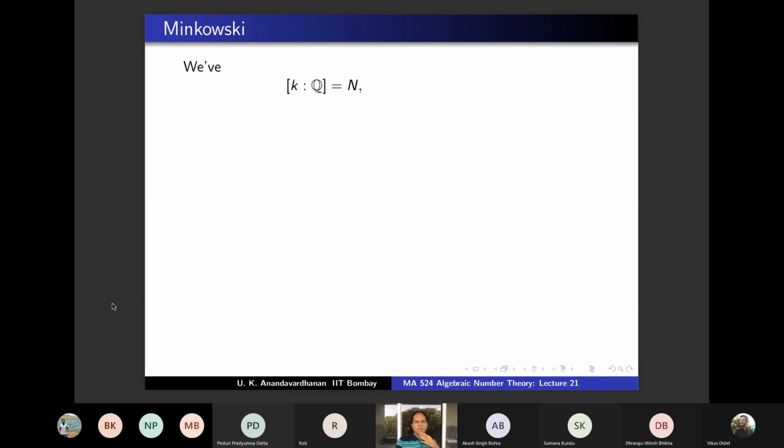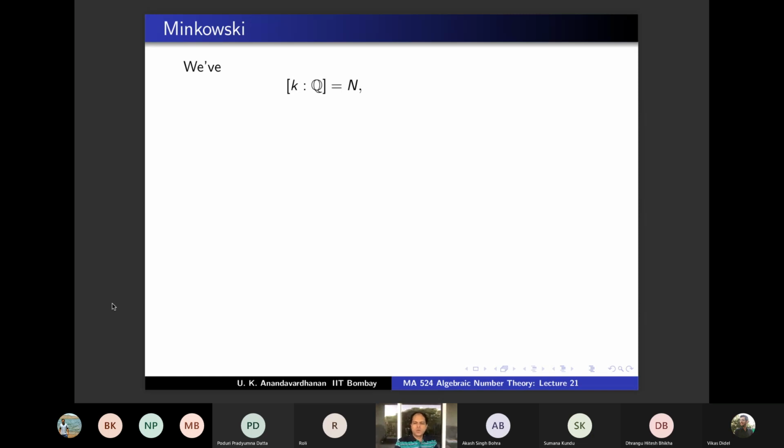So this is the setup. As a corollary to Minkowski's bound, finiteness of the class group will also follow. There's a slightly easier proof which we skipped, or maybe in one of those extra classes we discussed. But since this proof was coming anyway, I did not put that in the slides.